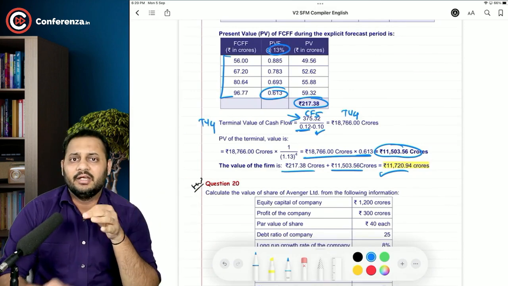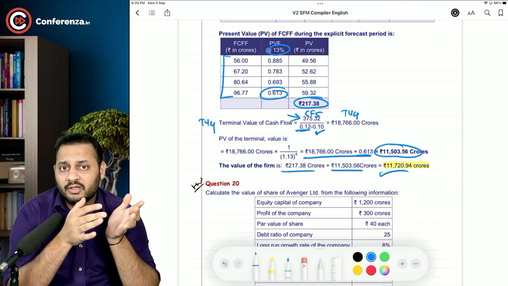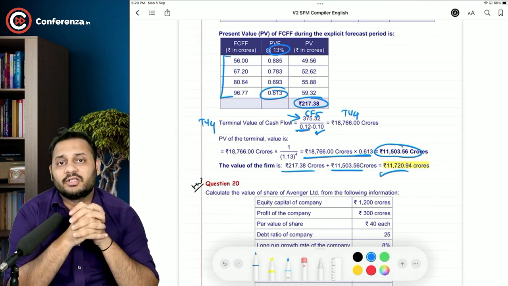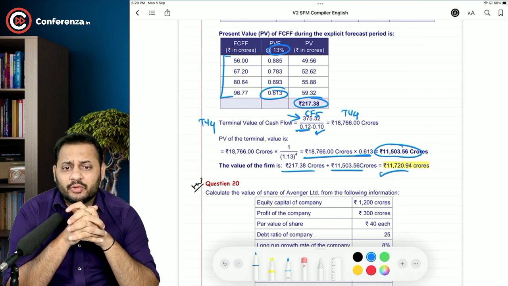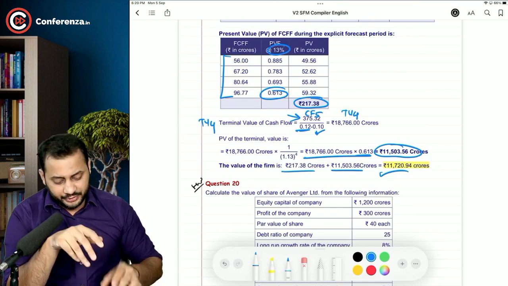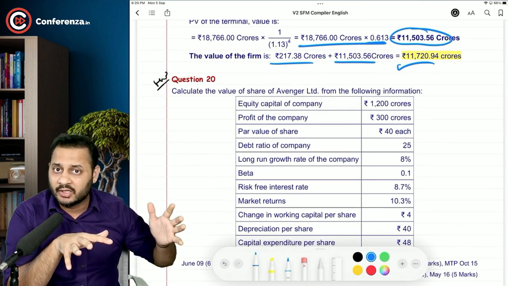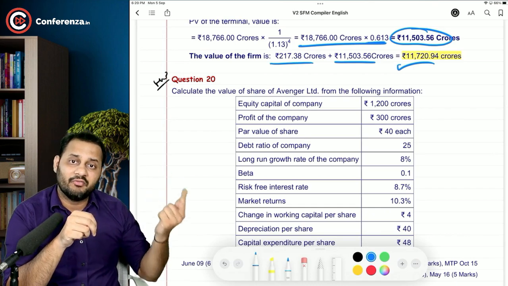So 18 and 19 were pretty much same, except for the new learning, which was there were 2 different costs of capital for the stable and the high growth period. That's what we had to understand. Okay, question number 20 is homework. It is much like question number 21, but 21 is a little more difficult than 20, so that's why I will take 21 first.